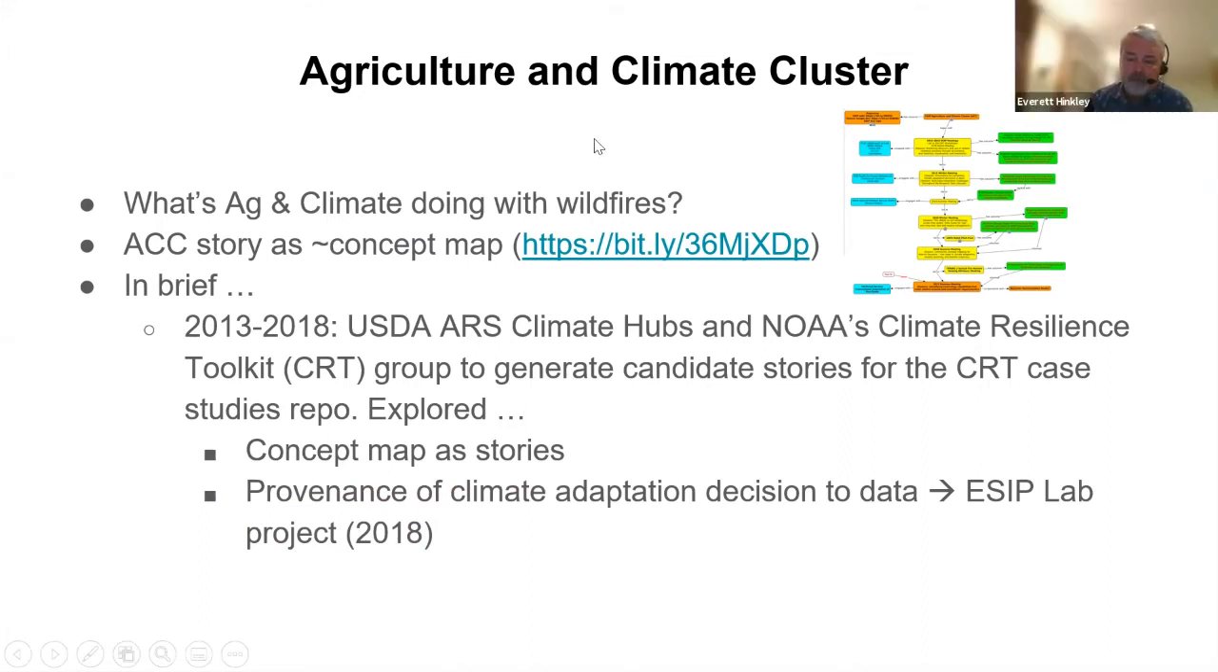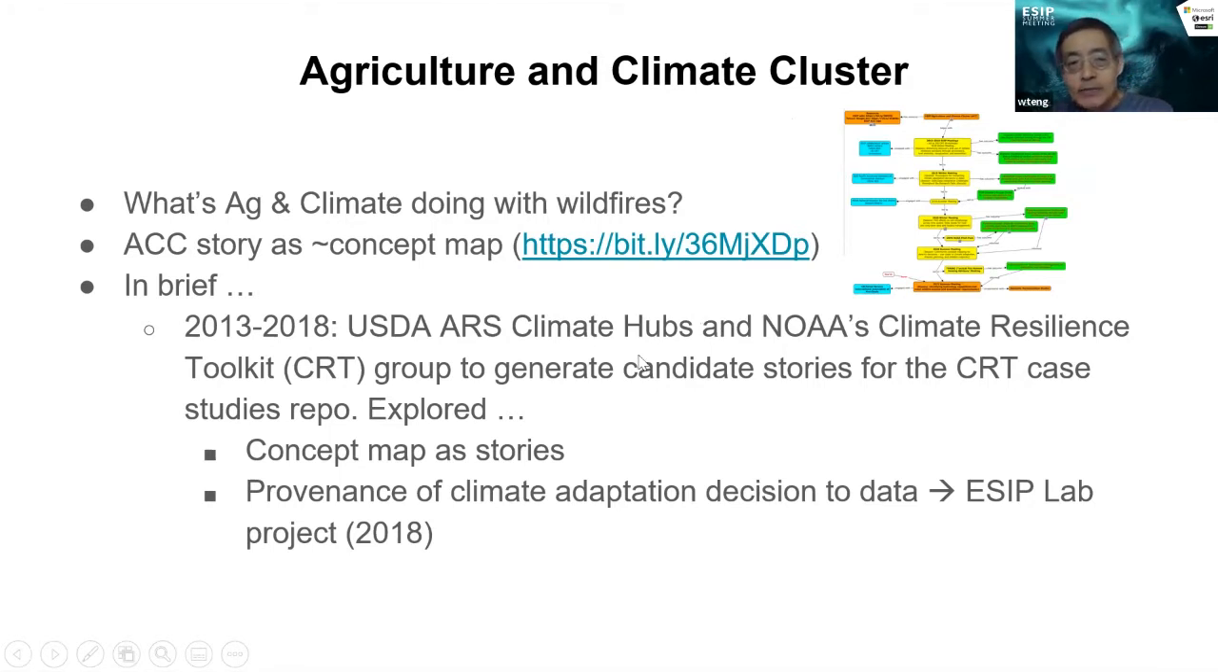So what is Ag and Climate doing with wildfire? Well, the detailed story is captured in this link here, which is in the thumbnail to the right. It's a concept map showing how we got to doing what we're doing right now with this session. But in brief, the Ag and Climate Cluster began in 2013.